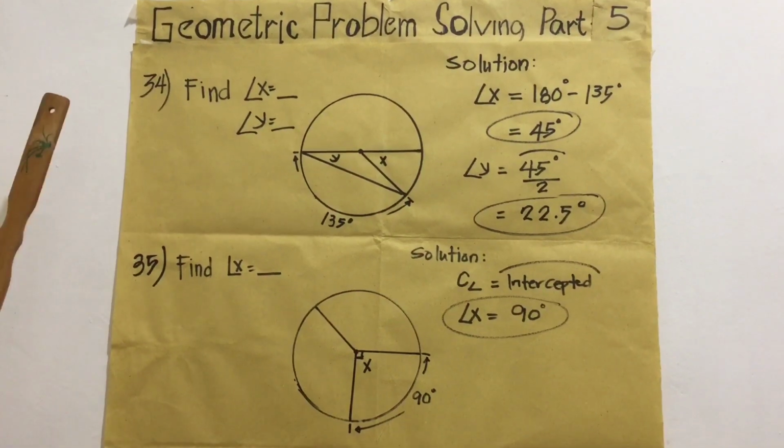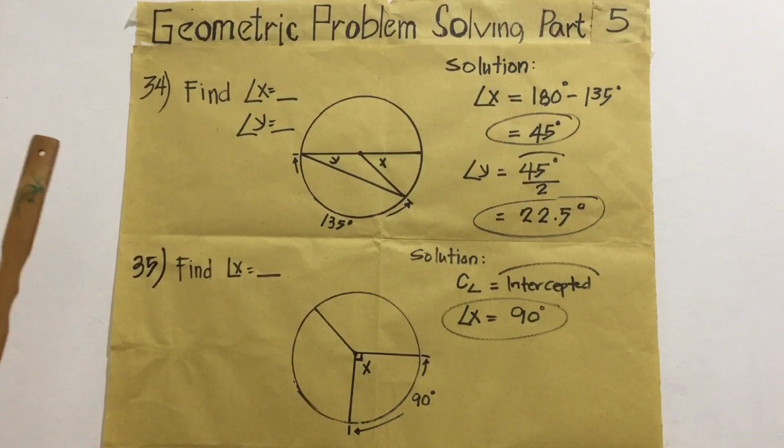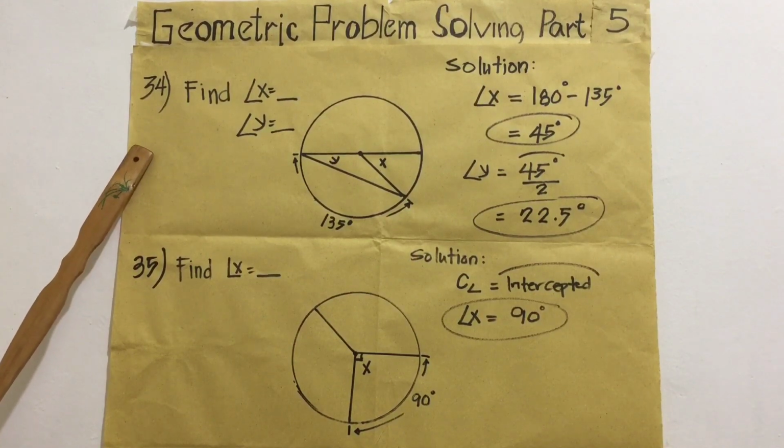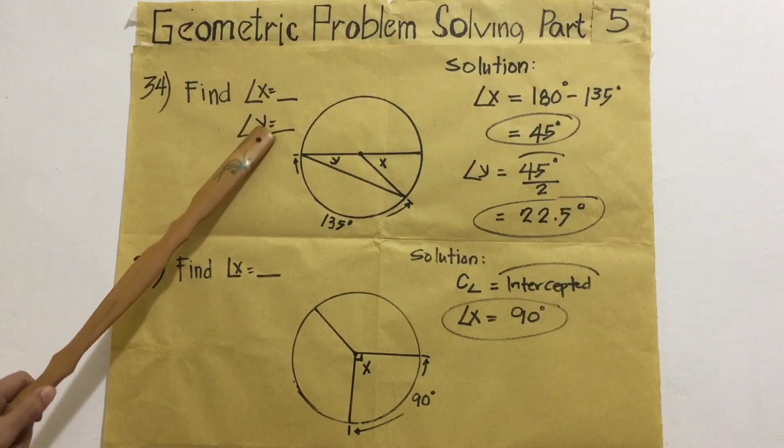Everyone. Today we're going to continue our geometric problem solving part 5. We are now in number 34 problem. Find the angle x and the angle y.